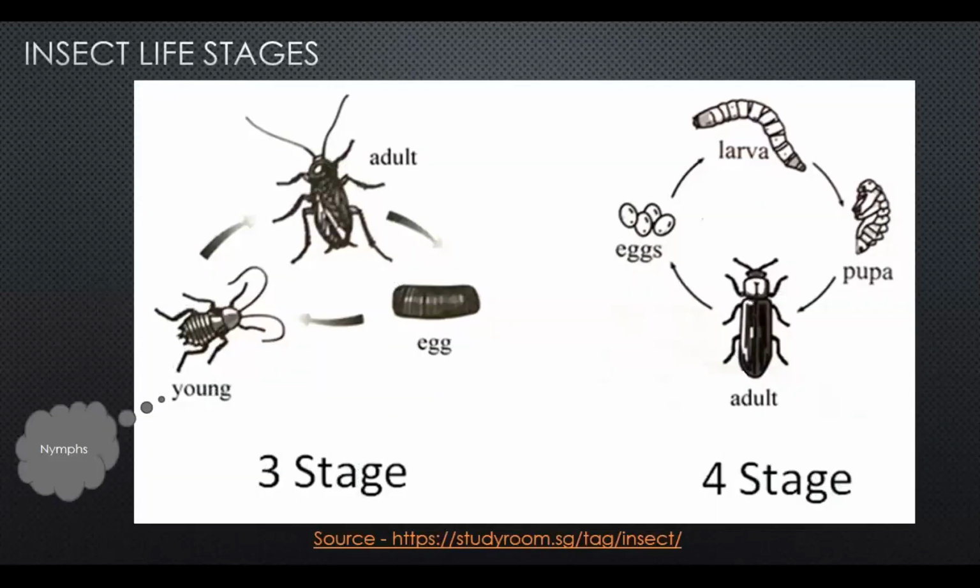All right, so the insect life stages come in different forms. You have the egg, which becomes a youngling, or in some forms they're called nymphs, which then transform into adult forms that do not go through a pupal or larval stage. And then you have a four-stage cycle where the eggs hatch into larvae, then the pupa, and then there is a final adult.